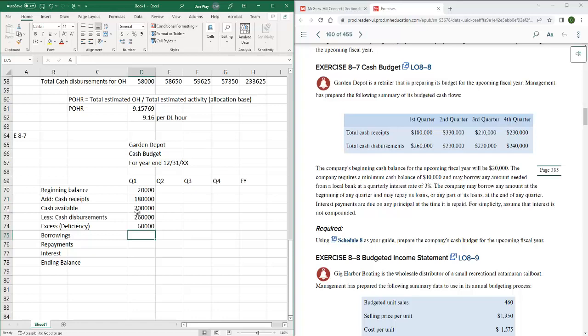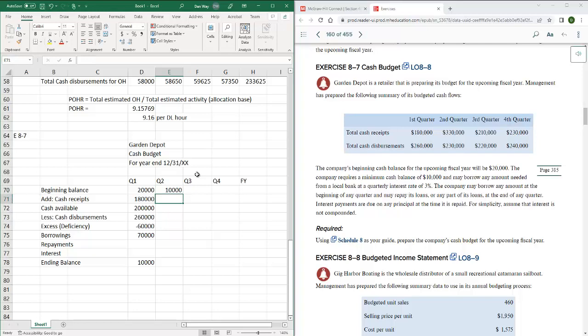So our rule was we wanted to have a minimum cash balance of $10,000 at the beginning of any quarter. Since our Q1 projection is to be short 60 grand, that means we're going to have to borrow $70,000 to get to that ending balance of $10,000 minimum, right? We have to borrow 60 to get me to zero, plus another 10 to have that cushion. So I'm going to borrow $70,000. I don't have any repayment of principal or interest here, so my projected ending balance is that required minimum of $10,000.